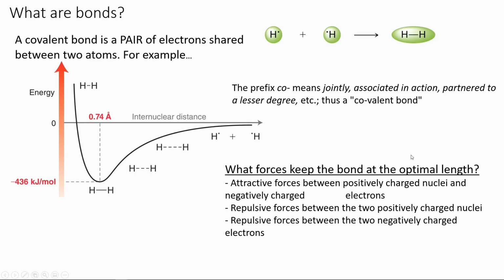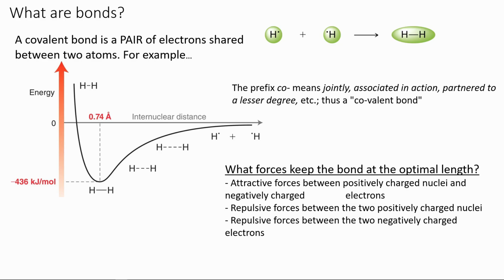So I've been talking a lot about bonds, and let's take a step back and go through what exactly is a bond. Atoms have valence electrons, or electrons that are surrounding their nucleus. And when the valence electrons from 2 different atoms join together, they're going to form a bond. So a covalent bond is a pair of electrons that are shared between 2 atoms.